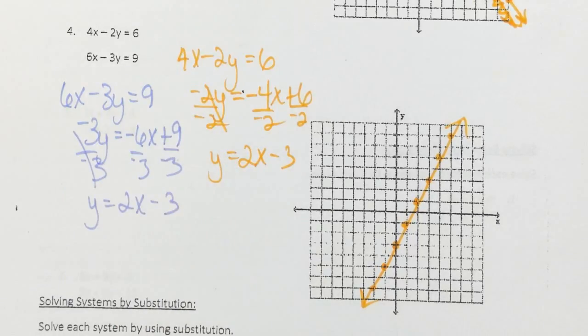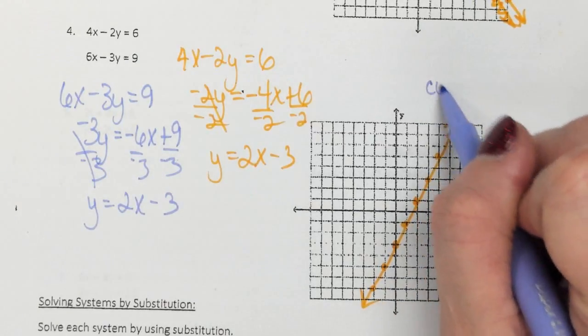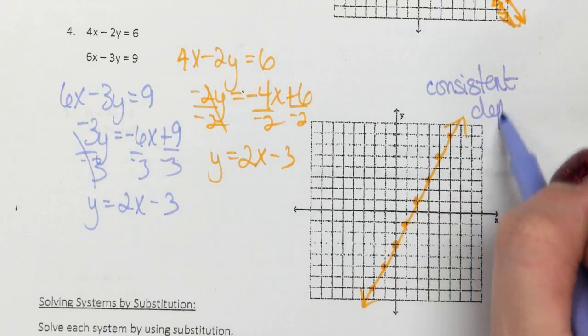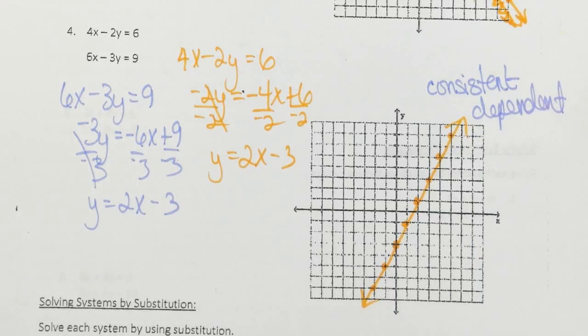Y'all get that for number 4? They come out to be the same line? What do you call that when we come out to be the same line? And dependent. Very good. Y'all okay? Alright, let's go to the next one. The next stuff doesn't say to graph anymore. What's it say to do now?